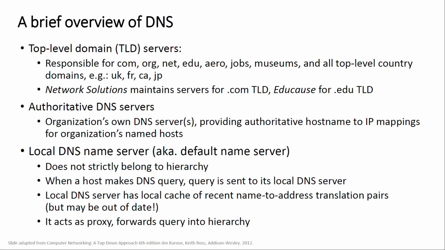Authoritative DNS servers are as follows: organizations' own DNS servers, providing authoritative host name to IP mappings for the organization's named hosts. Local DNS name servers, also known as default name servers, do not strictly belong to the hierarchy. When a host makes a DNS query, it is sent to its local DNS server. The local DNS server has a local cache of recent name-to-address translation pairs, but the problem is that it may be out of date. So it acts as a proxy and forwards the query into the hierarchy.